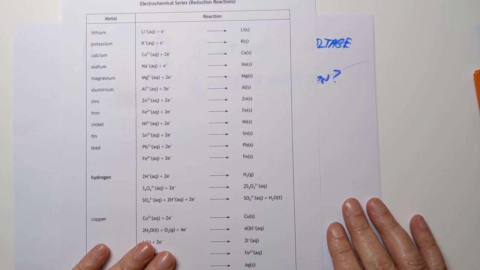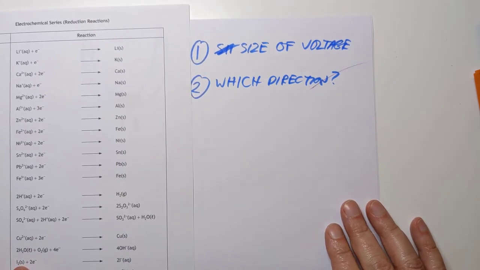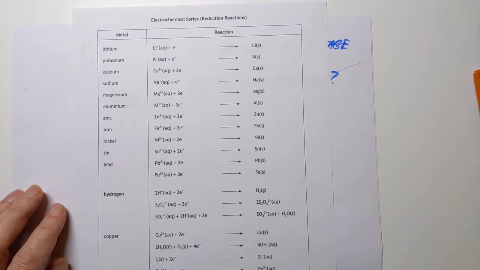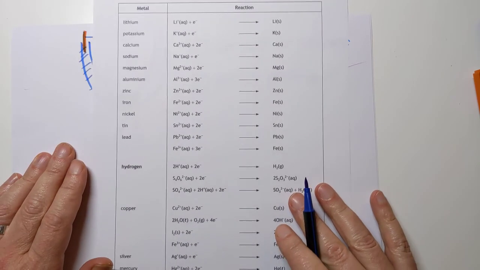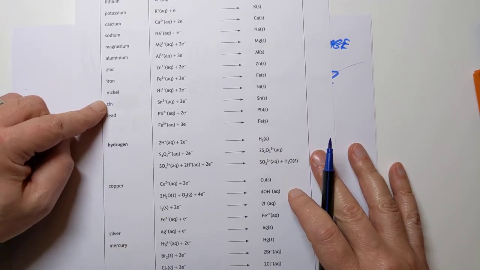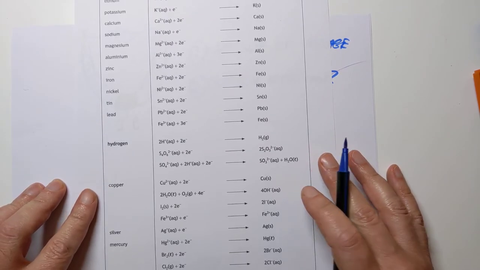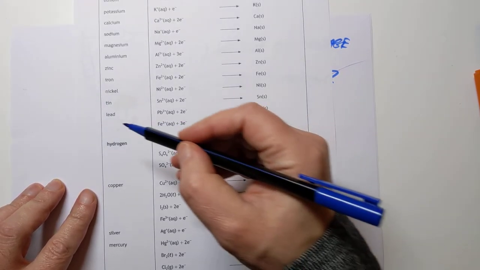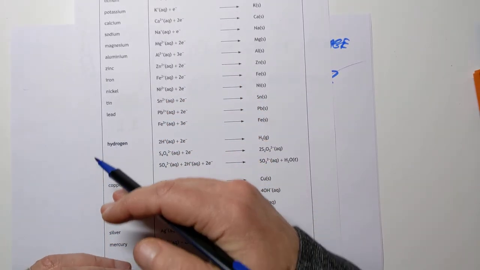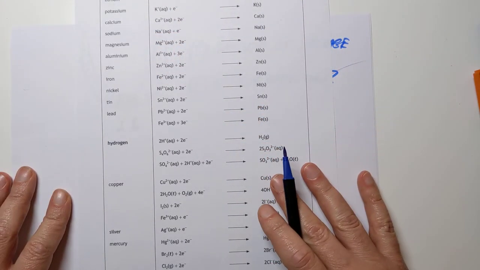So two questions I said we had to answer. What affects the size of the voltage you get from the battery, and which direction do electrons flow? Well, here are the two answers for these questions. If you have any of these two metals, for example, tin and copper, then the size of the voltage is affected by the distance between the two metals on this list. The further apart the metals are, the larger the voltage you get from your cell.